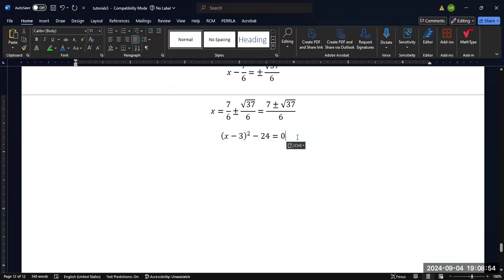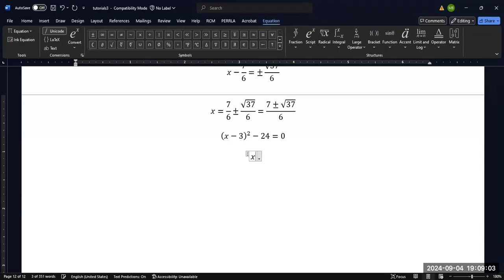Now, this problem is already in this perfect square form. So one strategy would be to take advantage of that fact and move the 24 over to the other side of the equation. And then square root both sides. x minus 3 is equal to the square root of 24, but plus and minus versions, which require us to simplify.